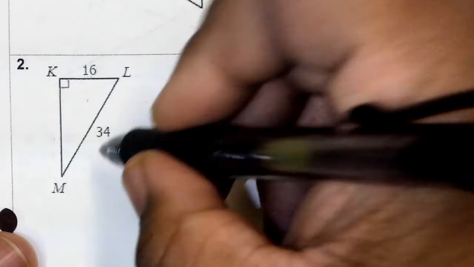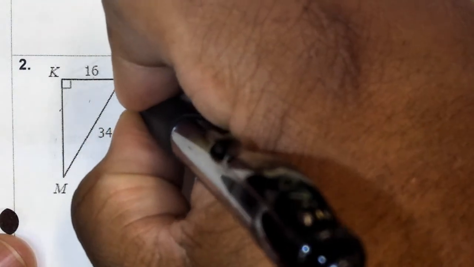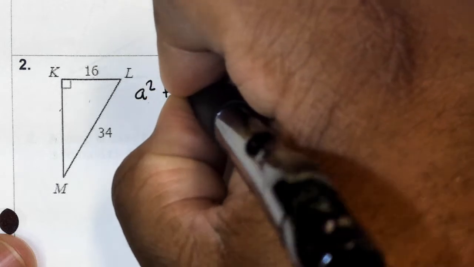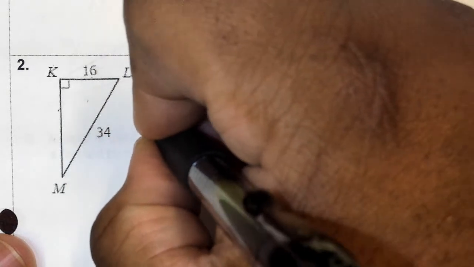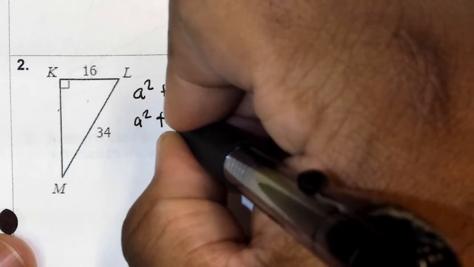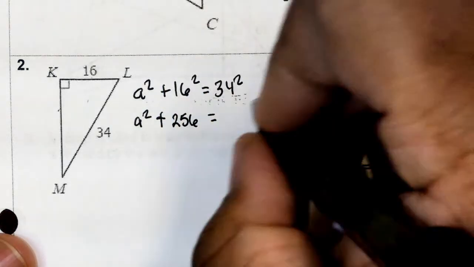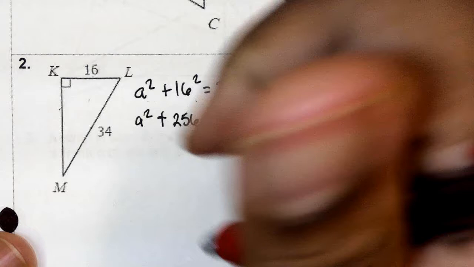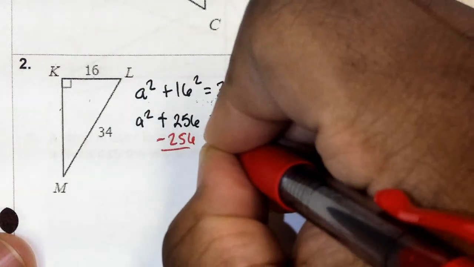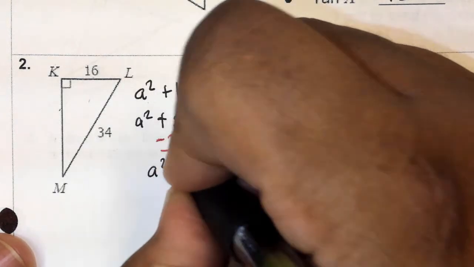The only thing you need to recognize is that 34 is your hypotenuse, so that should be C. These two can be A and B, whichever one you want. I'm going to let my missing side be A. A squared plus 16 squared equals 34 squared. A squared plus 256 equals 1156. Subtract 256, and A squared is equal to 900.